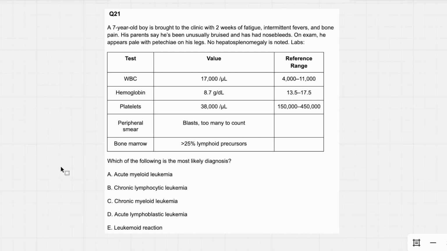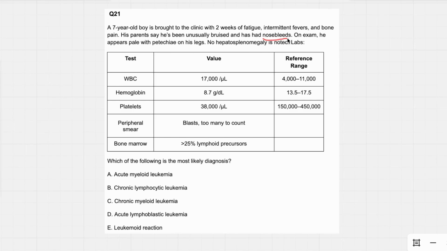A 7-year-old boy is brought to the clinic with 2 weeks of fatigue, intermittent fevers, and bone pain. So that's your classic layup for the cancers, especially in a child. This is very strange. His parents say he's been unusually bruised and has had nosebleeds. On exam, he appears pale, petechiae on his legs, no hepatosplenomegaly is noted. Okay, so this is important.